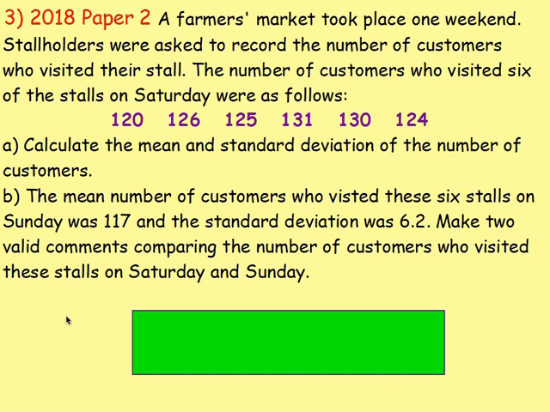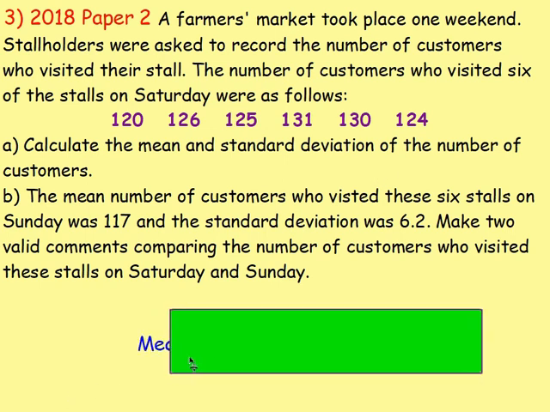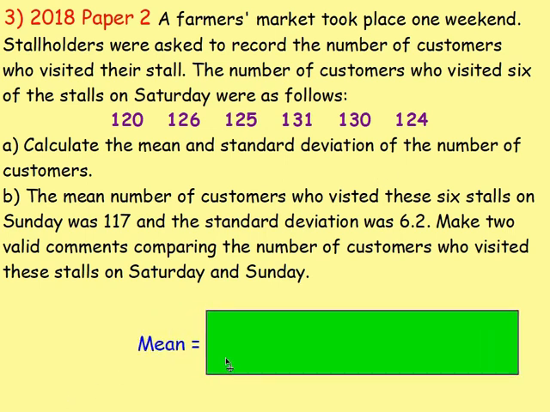And part B, which we'll get to in a wee bit, the mean number of customers who visited these 6 stalls on Sunday was 117 and the standard deviation was 6.2. Make 2 valid comments comparing the number of customers who visited these stalls on Saturday and Sunday. So to start with part A, it's asking us to work out the mean number of customers. So how do you go about working out the mean? Ellie? You add all the numbers up and you divide by how many you have. Yes, Ellie, you are perfectly right.